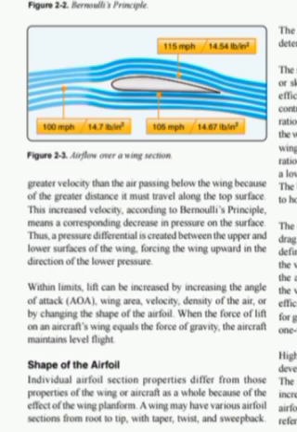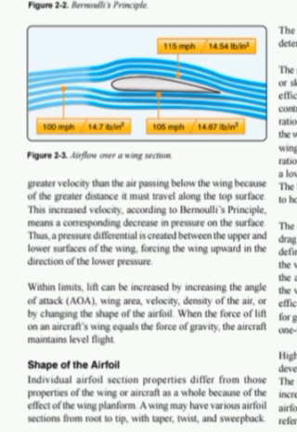Within limits, lift can be increased by increasing the angle of attack, wing area, velocity, density of air, or by changing the shape of the airfoil. When the force of lift on an aircraft's wing equals the force of gravity, the aircraft maintains level flight.